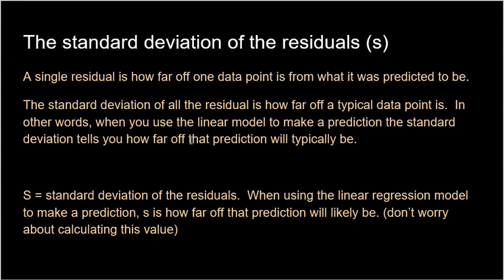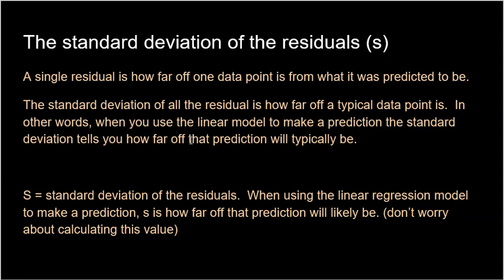So think of it like an average, right? Like every point is off a little bit, whether above or below. So think of this like an average residual size. In other words, think of it like this. When you use the linear model to make a prediction, the standard deviation tells you how far off that prediction typically will be. Now, some predictions are better, right? Some residuals are smaller. Some predictions are worse. Some residuals are bigger. So the standard deviation of the residuals is basically telling you the average size of a residual, how far off a typical point is when we use our model.